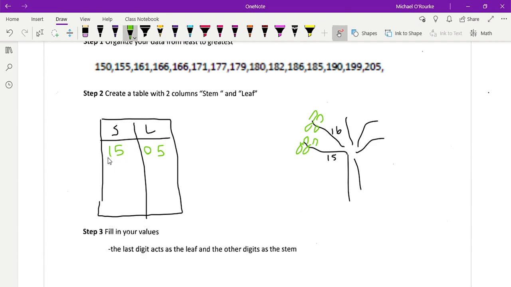So stem, right? Actually, I should have done that in black then. So 150 is right there. 155 is right there. So the last digit here is going in there. Okay, what would be my next number? 16? And what's my next number going to be over here? 1. Right, we take away that one. 6. And 6.